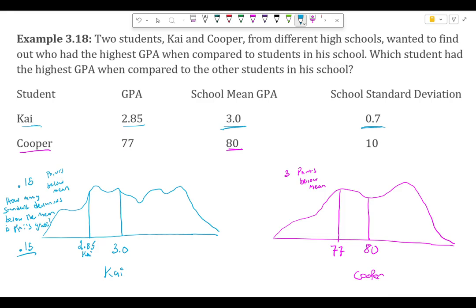We're going to take the 0.15 and divide it by 0.7, which is the school's standard deviation. I'm doing these calculations off screen, but you're welcome to follow along and use your calculator to confirm these. So Kai's grade is 0.214 standard deviations below the mean.